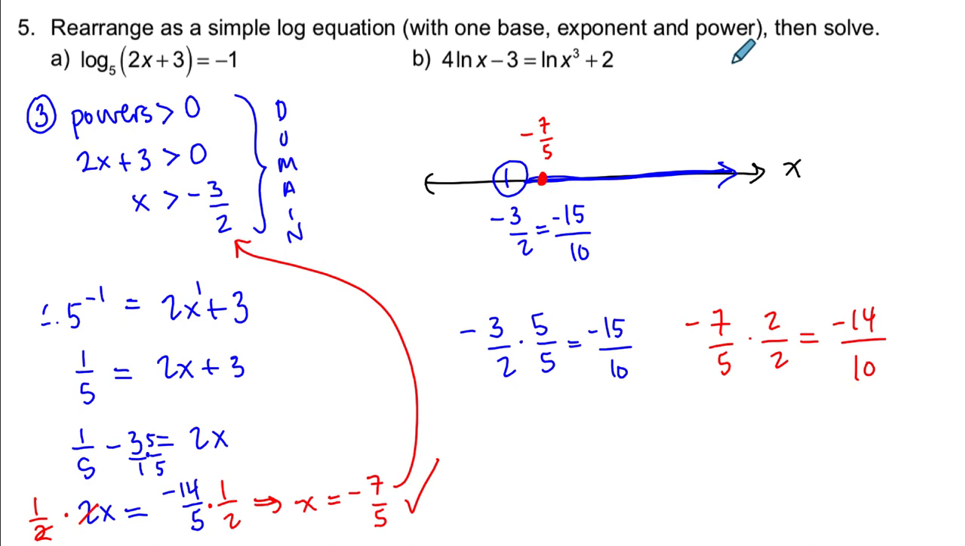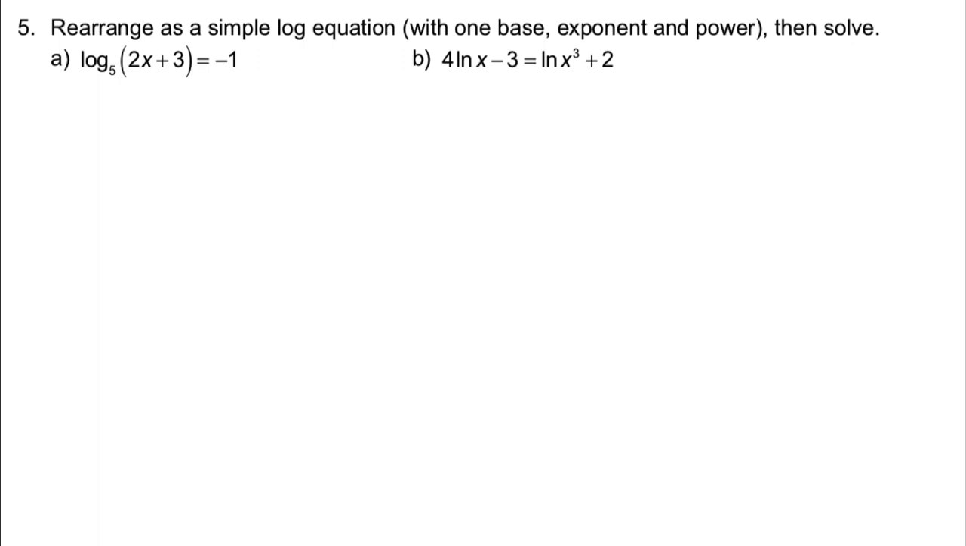For part B, I'll just clone the page and we'll try it again. I'll try the next page. The first thing we do before any algebra rearranging is to talk about the domain. And so we know that powers must be positive. So do not try to do any logarithm law combining, simplifying, or condensing before you state the domain.